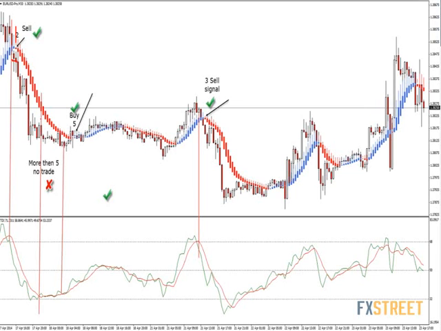Next signal, green crosses red at 68, and you start to count. 1, 2, 3. Your third candle is your sell signal. Okay? It's very simple. You can see, very, very simple.